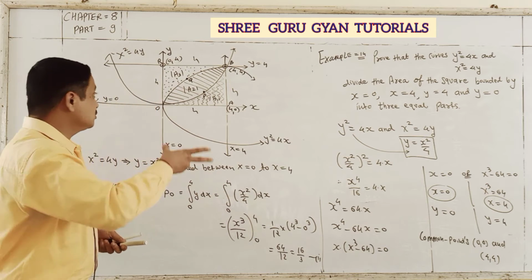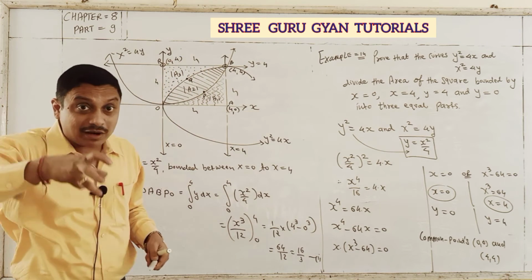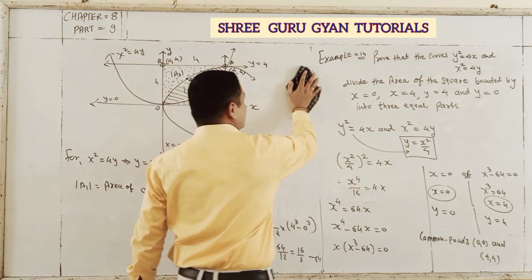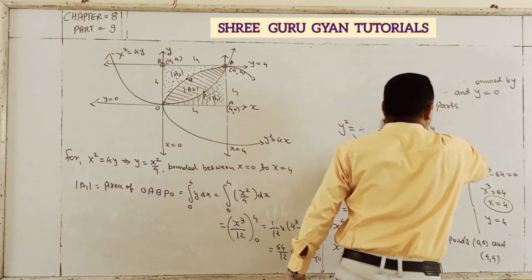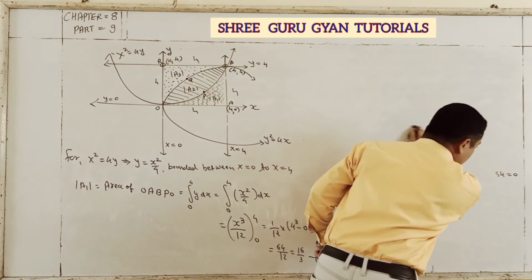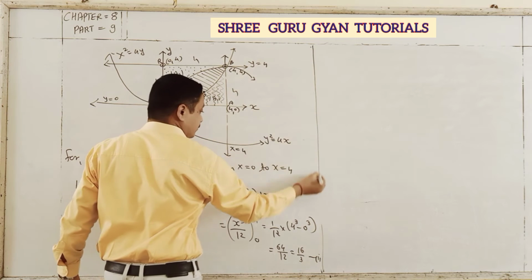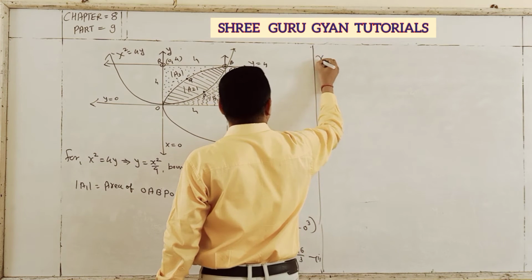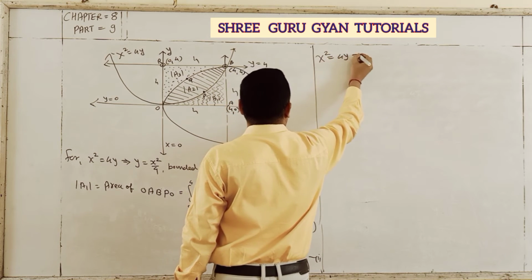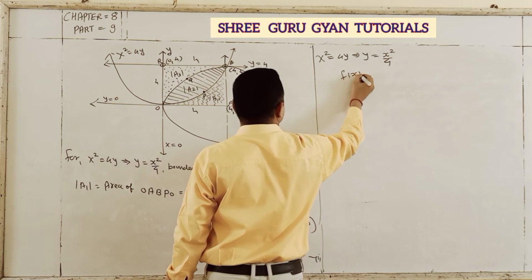Now I move to the middle area, bounded between both parabolas from 0 to 4. So both subtractions. Very easy. So continue, I am moving ahead. The parabola x square is equal to 4y means y is equal to x square by 4. I will take it as f(x).